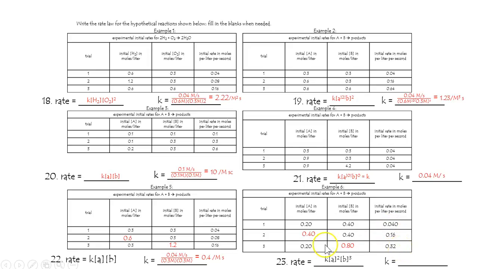And K would be equal to, for trial 1, 0.04 divided by 0.2 squared times 0.4 cubed, which is 31 per molar to the 4th seconds. That is 6 different examples of solving rate law.